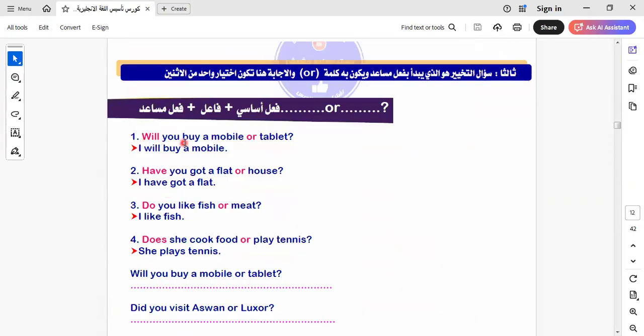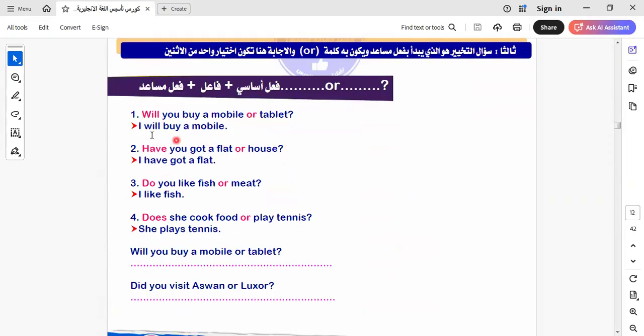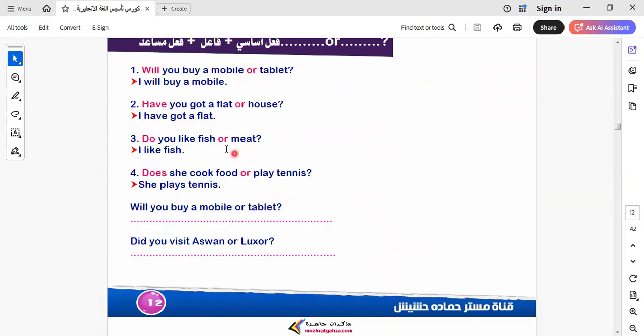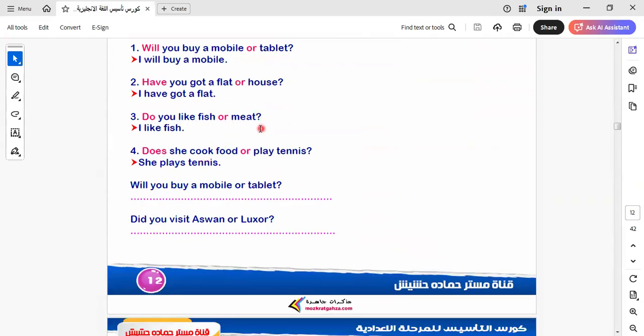Here we say, will you buy a mobile or tablet? So here it will be, I will buy a mobile. Have you got a flat or house? I have got a flat. Do you like fish or meat? I like fish. Some others are saying meat.